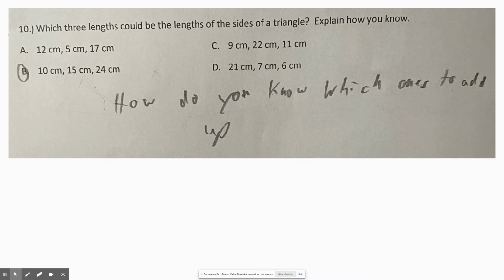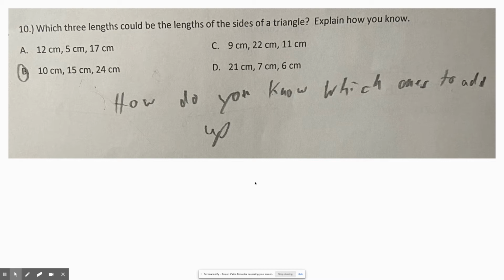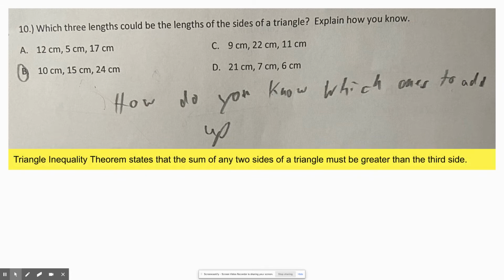Now, here is a great question that you've written. You said, how do I know which ones to add up? And the prompt is, which three lengths could be the lengths of the sides of a triangle? Explain how you know. So here's the theorem that we're going to be using. It's called the triangle inequality theorem, and it basically says, in order for three lengths to actually form a triangle, like a closed polygon figure, the sum of any two sides of a triangle has to be greater than the third side.